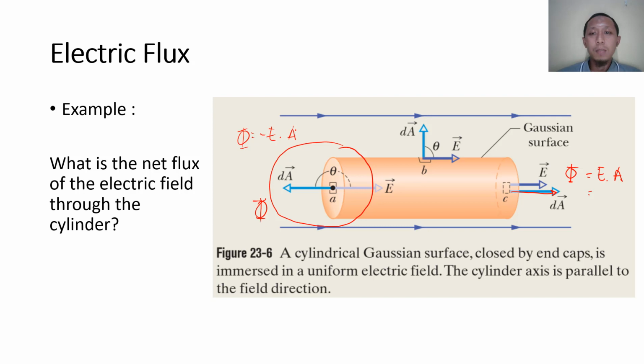And then on the cylinder surface, all the angles between E and dA are 90 degrees. So the total flux is 0. So the total flux in the cylinder is 0, right? Because it's similar: here is positive E A, negative E A, and on the surface it is 0.